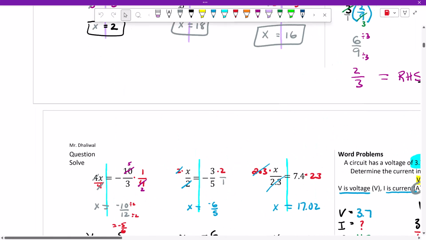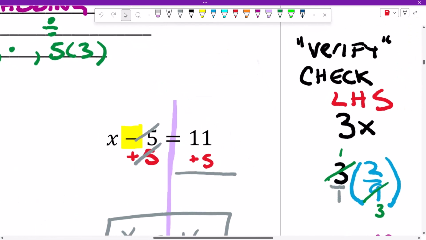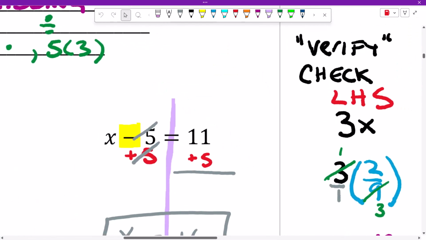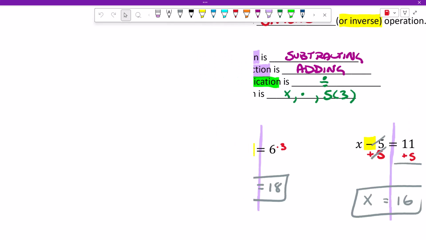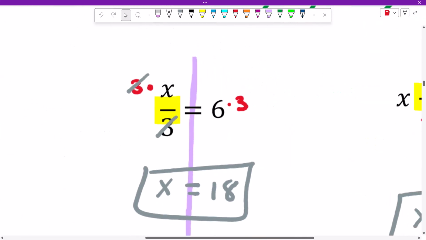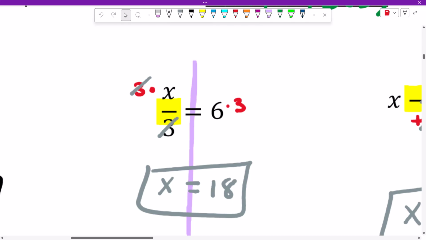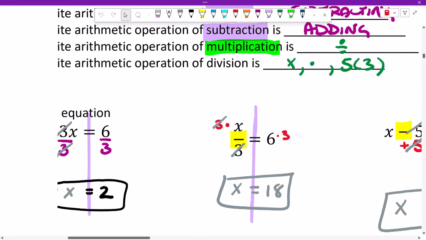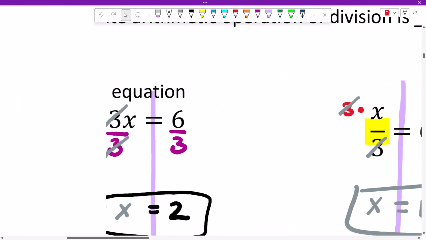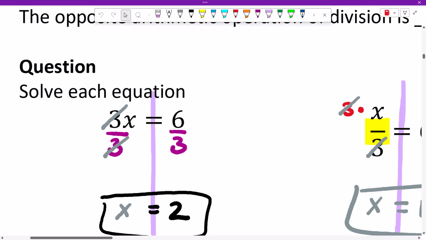If a number is adding or subtracting to your letter, to get rid of it, we do the opposite. So here, subtracting, we add, right? If it's dividing, we do the opposite, and that's to multiply. And if it's multiplying, we divide, right? Those are the basic rules for the whole chapter.